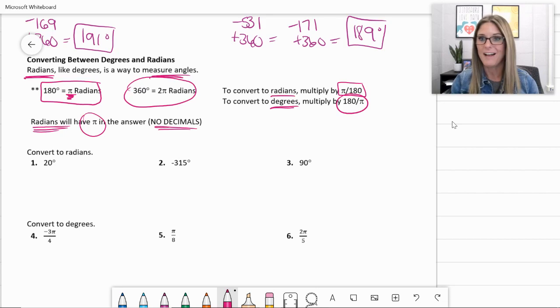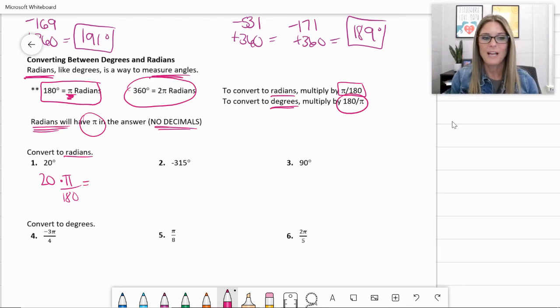So let's start by converting to radians. We're going to change 20 degrees to radians. Now to change something to radians, you are going to multiply by pi over 180. So it's always a pi and it's always a 180. So how do you remember which goes on top and which one goes on the bottom? If I'm changing it to radians, I just said your answer has to have pi. So I want to make sure that I have pi, leave pi in the numerator.